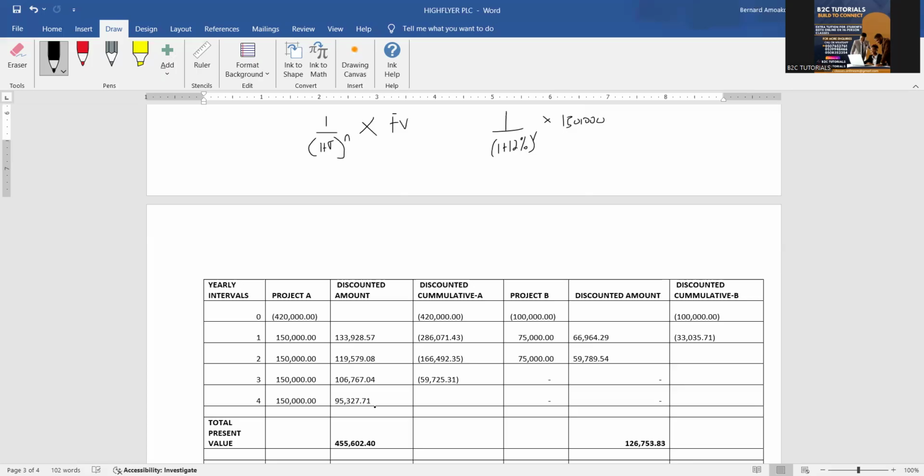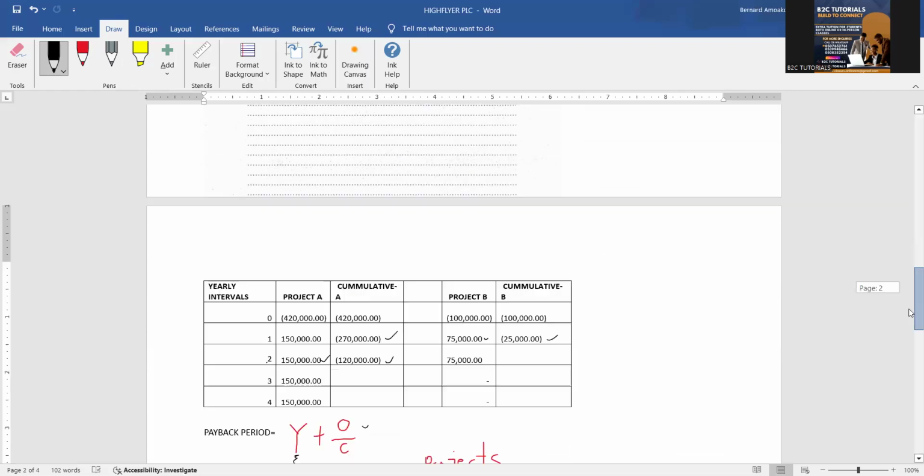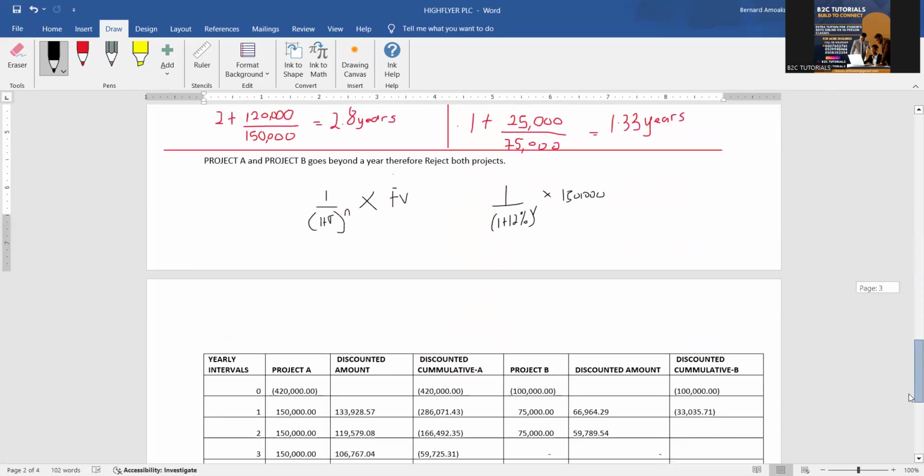These are the results. And we said that the addition of all of these will give us the total present value. The reason why I do the total present value is because looking at the latter part of the question, which says calculate the net present value for project A and B, and on the net present value decision, which of the two projects would you recommend for the investment? That will be your decision to take after you do that.